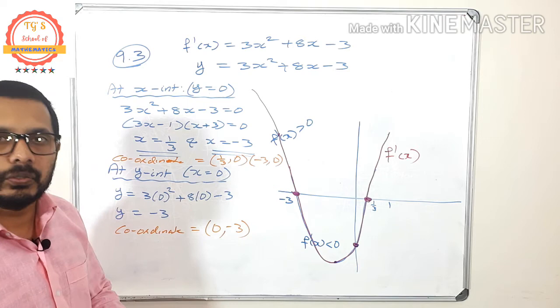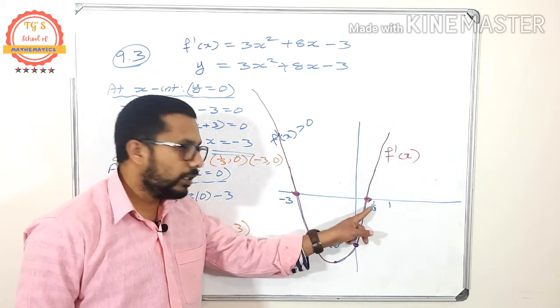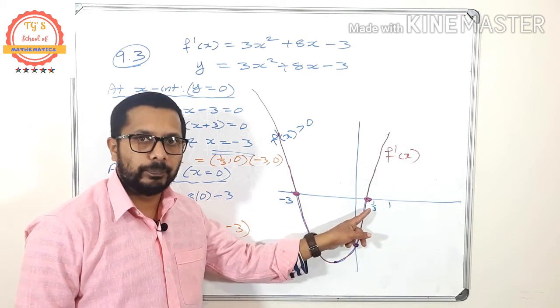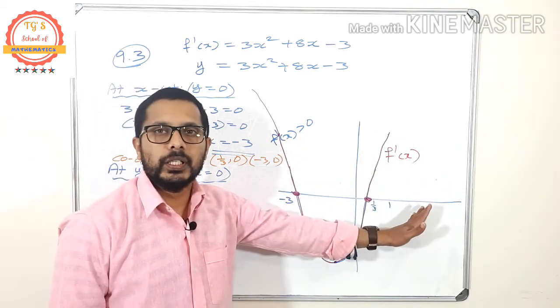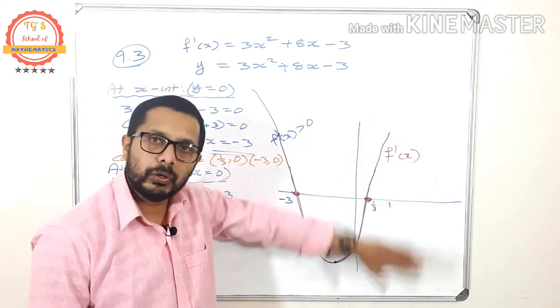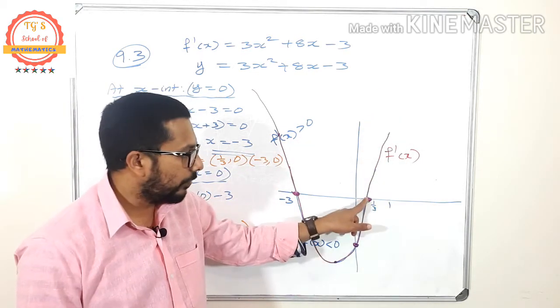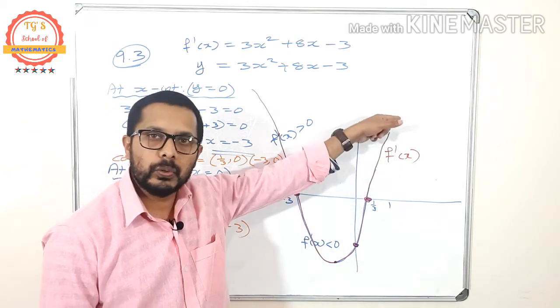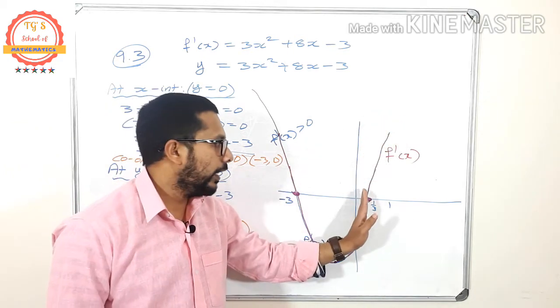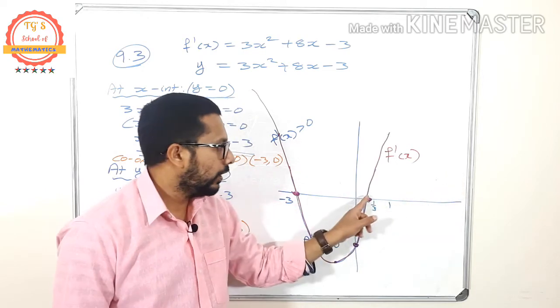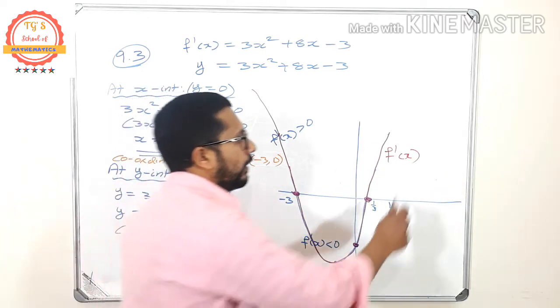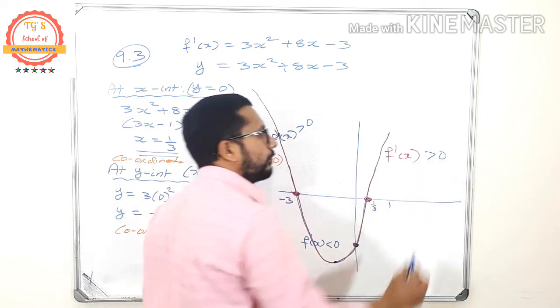Between which x values? Between minus 3 and 1 over 3. Okay, then after 1 over 3, is it above the x-axis or below the x-axis? After 1 over 3, it is above the x-axis. That means when x is greater than 1 over 3, f dash of x is greater than 0.